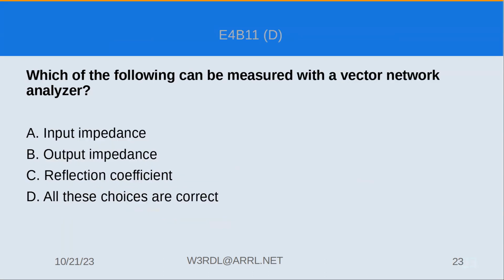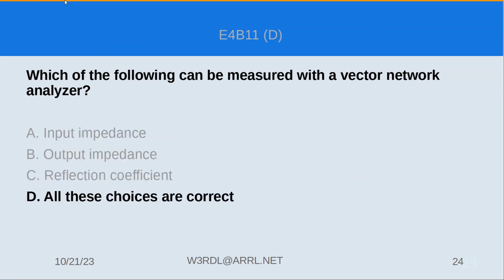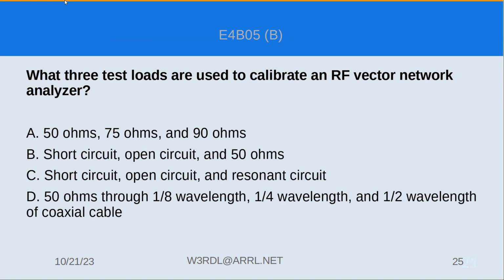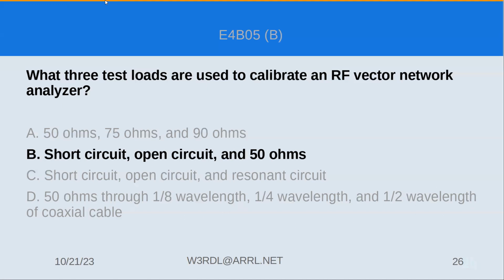So which of the following can be measured with a vector network analyzer? All the above. Okay, what three test loads are used to calibrate a vector network analyzer? Short, open, and Baker. Right.